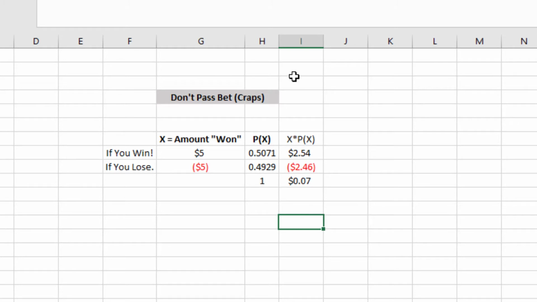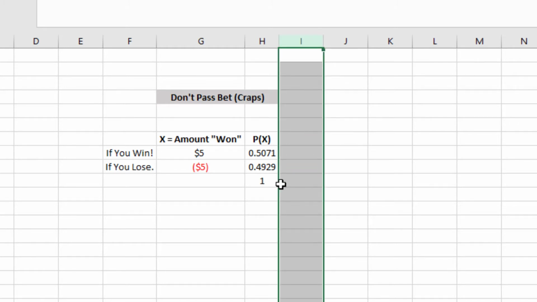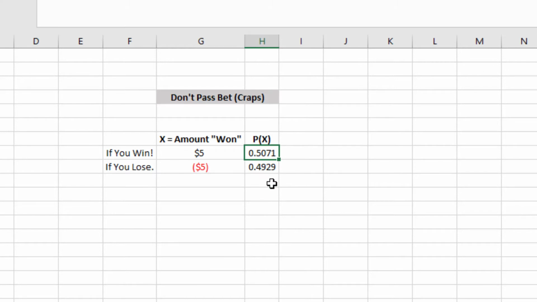So what we're going to do is I'm going to take out everything I just did and we're going to edit it because the chance of winning on the don't pass bet is not 50.7% because there is another type of outcome on a don't pass bet that doesn't exist on the pass line called a push. Now I want to go back to the pass line bet just for a second.